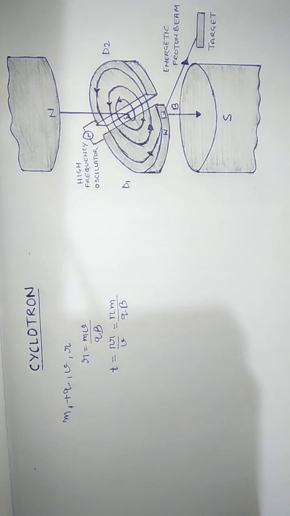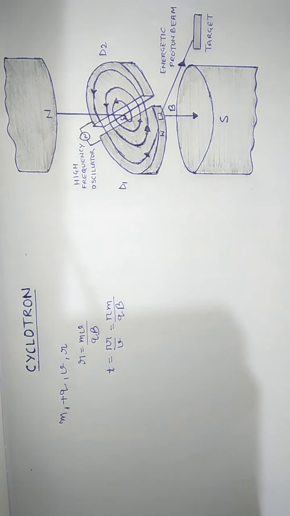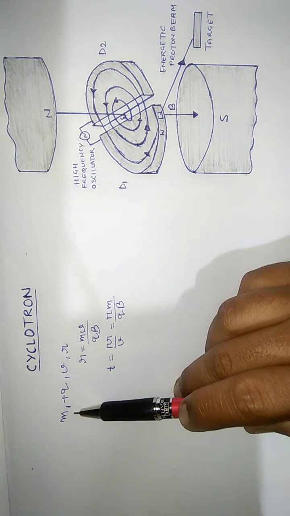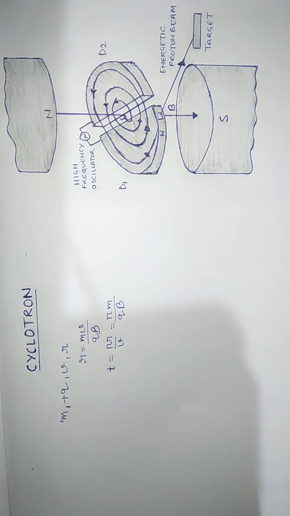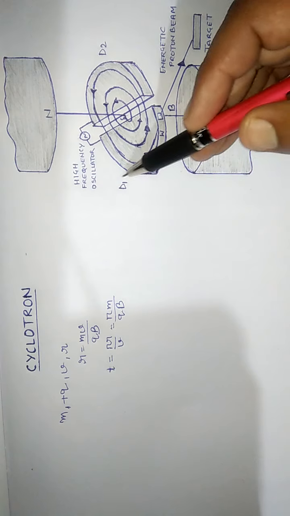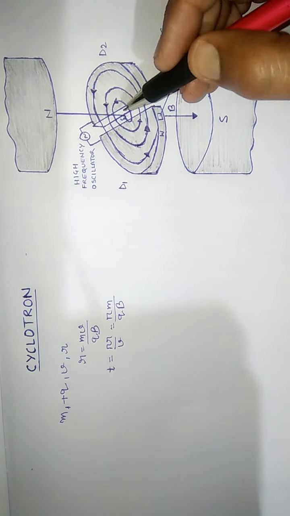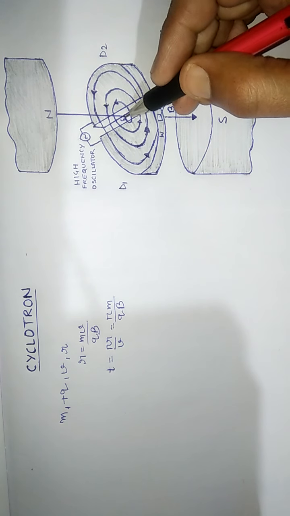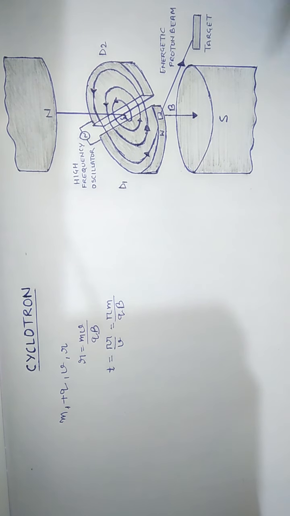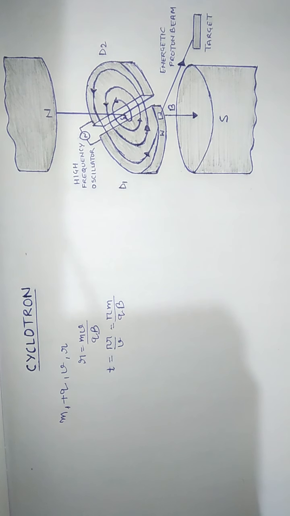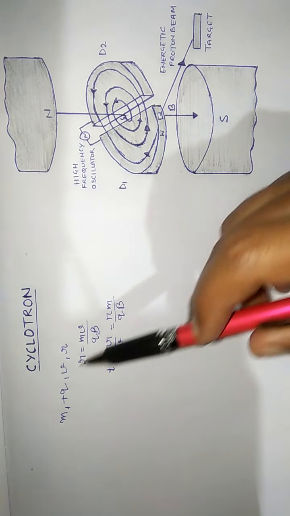Now coming to the working of the cyclotron. Suppose that an ion of mass m and charge +q emerges from the ion source at an instant when D1 is at negative potential. Because the charge is positive and D1 is at negative potential, this charged particle moves towards D1, or is accelerated towards D1, due to the electric field between the gap. Let this velocity be v.